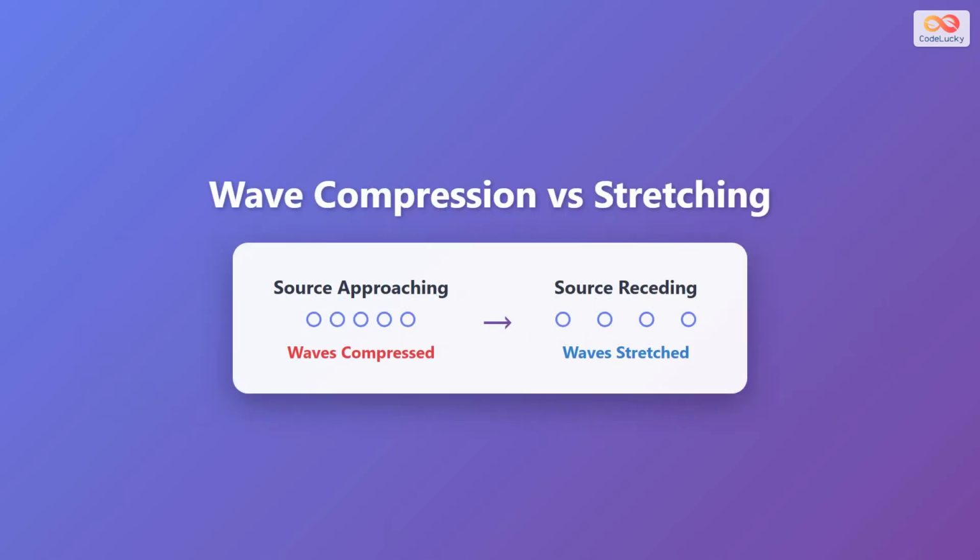When a sound source moves toward you, the sound waves get compressed together. The waves bunch up in front of the moving source. On the other hand, when the source moves away from you, the waves get stretched out. They spread apart behind the moving source. This compression and stretching is what causes the frequency change.